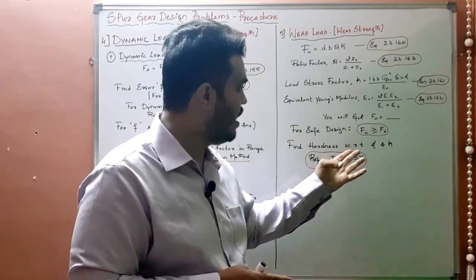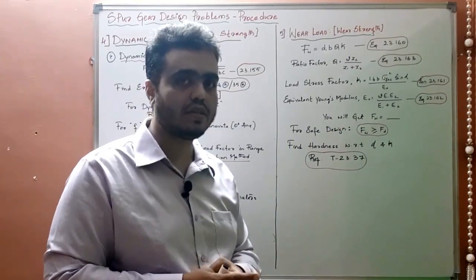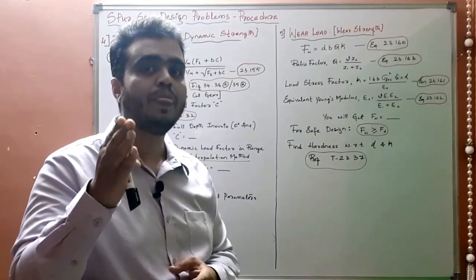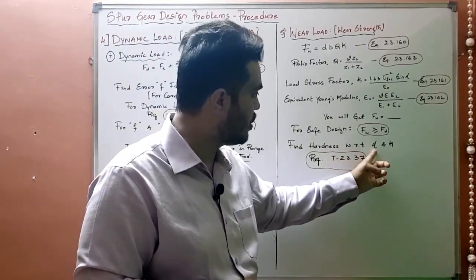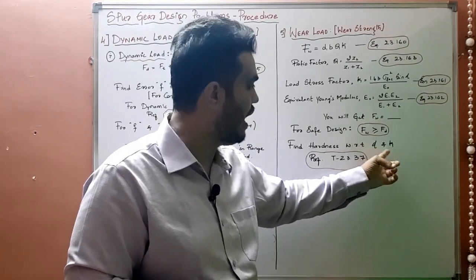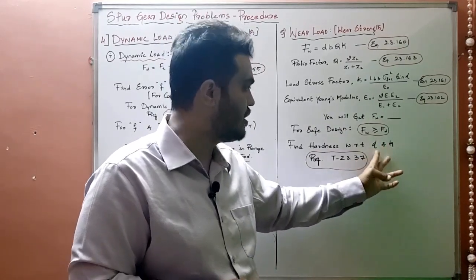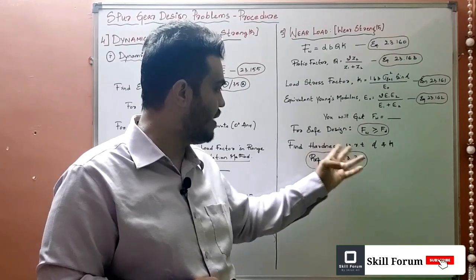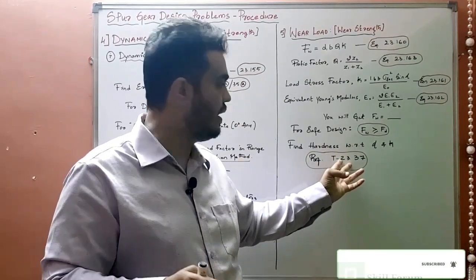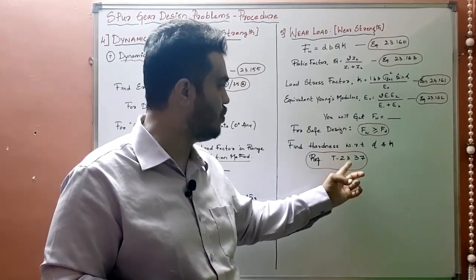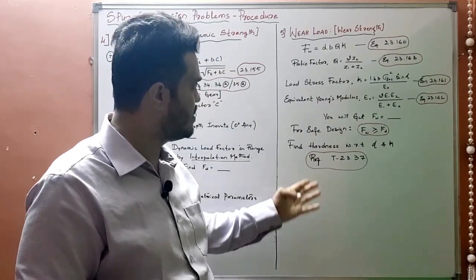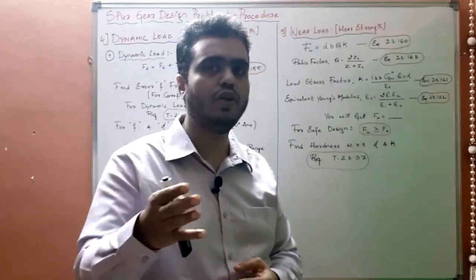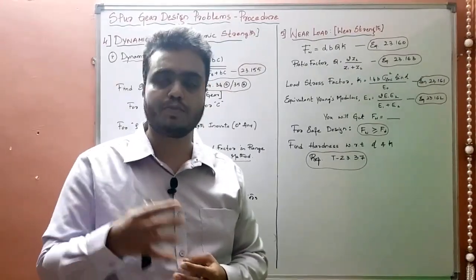At last, sometimes in the question he will ask us to find out the hardness of the component, that is the hardness of the gear or pinion. For that we need to consider the involute profile as well as the load stress factor. With respect to these two you will get the hardness of the material by using table 23.37. Okay, so this is the easy method by which you can solve design of spur gear problems.